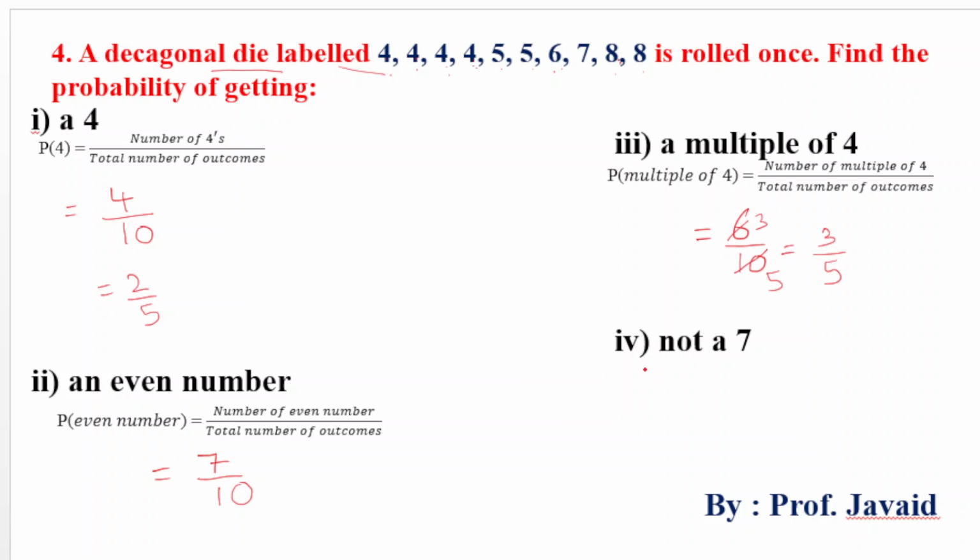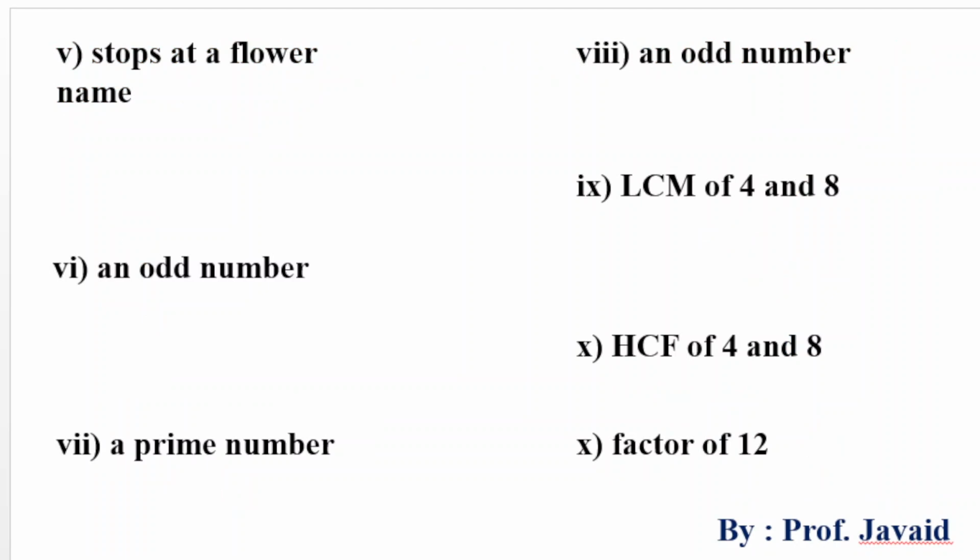Okay, not a 7. Okay, so probability not a 7. 7 is here for how much time? Only one time. So how you will solve? 1 minus probability of 7. You will put like that, and then 1 minus probability of 7 is basically 1 over 10, because 7 is here for one time. Okay, no confusion should be there. So you can just put in the calculator, so that will be 9 over 10 like that, or you can take LCM.